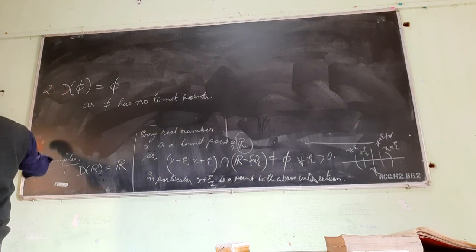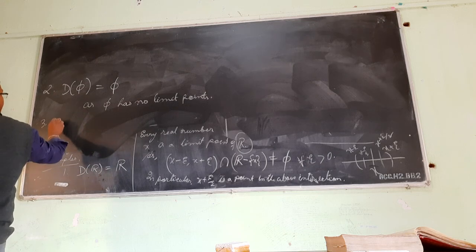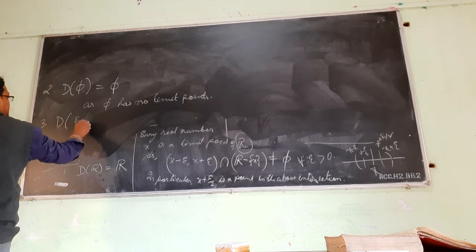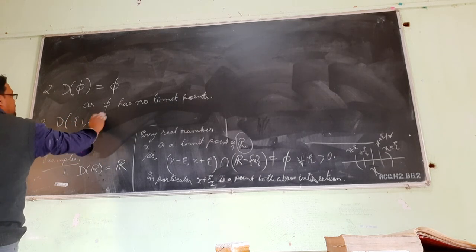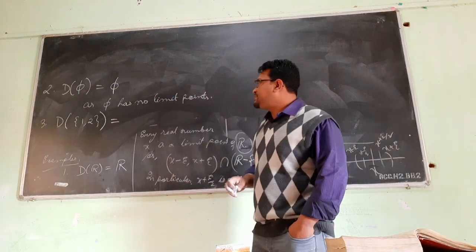Number 3. Say the derived set of this set, say {1, 2}. What is this? The derived set of this finite set {1, 2}.